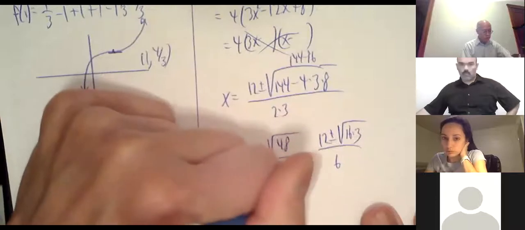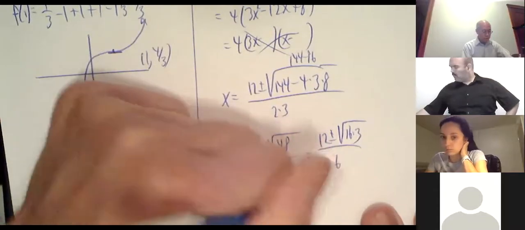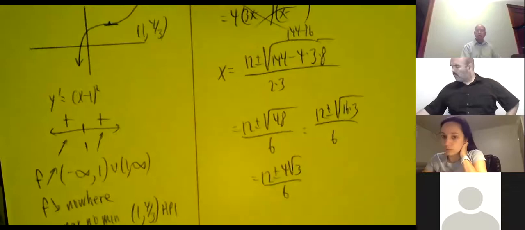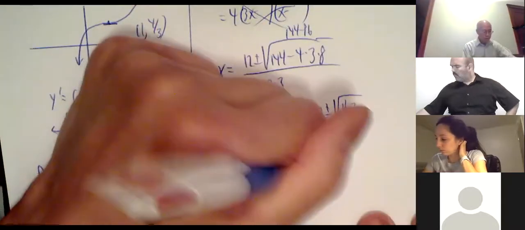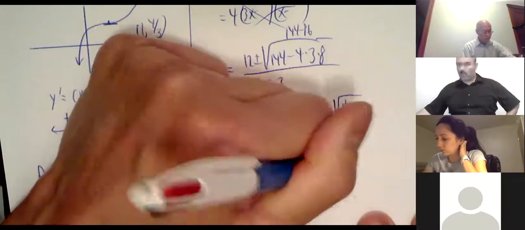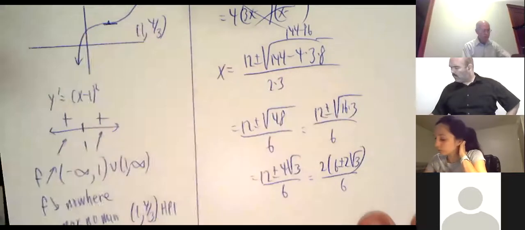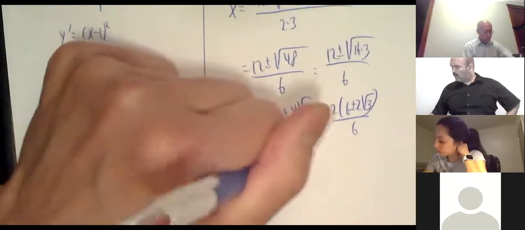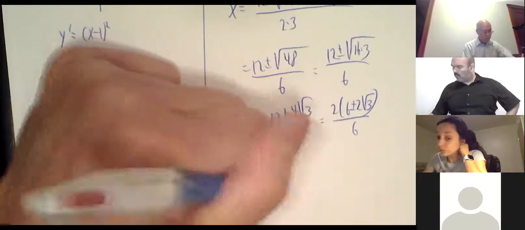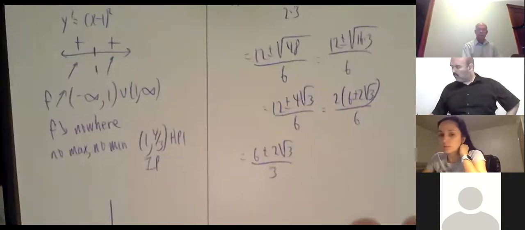Okay, so this is going to be quite clumsy. 12 plus or minus the square root of 48, which is 3 times 16. 12 plus or minus 4 radical 3 all over 6. Factor out a 2. 6 plus or minus 2 radical 3 all over 6. 6 plus or minus 2 radical 3 over 3.